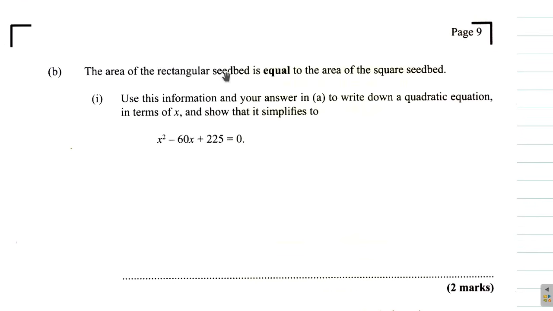The area of the rectangular seed bed is equal to the area of the square bed. Interesting. Use this information and your answer in A to write down a quadratic equation in terms of x and show that it simplifies to x squared minus 6x plus 225. Alright, so the area of the rectangular seed bed is equal to the area of the square seed bed.